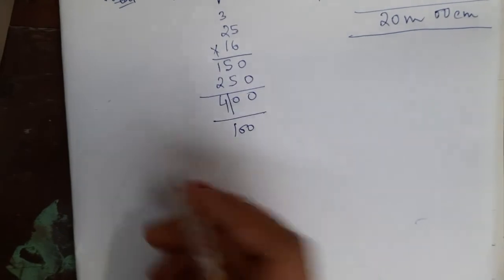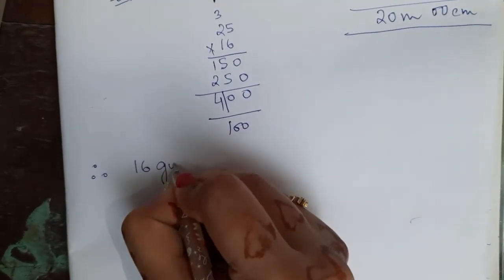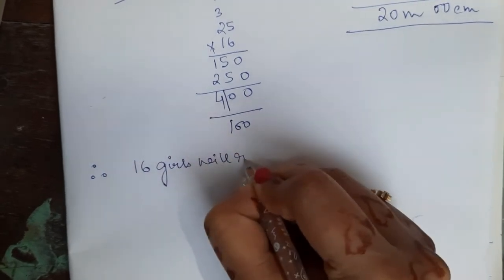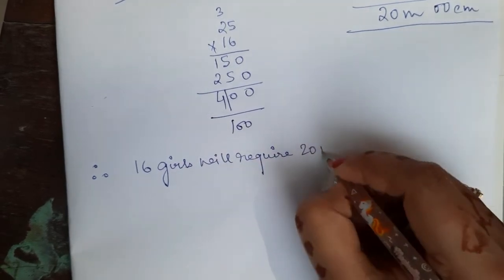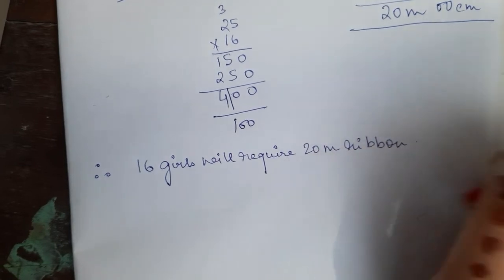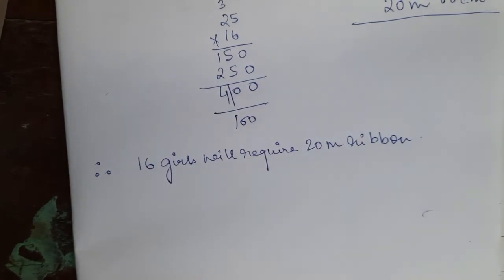So let's write the concluding statement. Therefore, 16 girls will require 20 meter ribbon. 16 girls will require 20 meter ribbon.